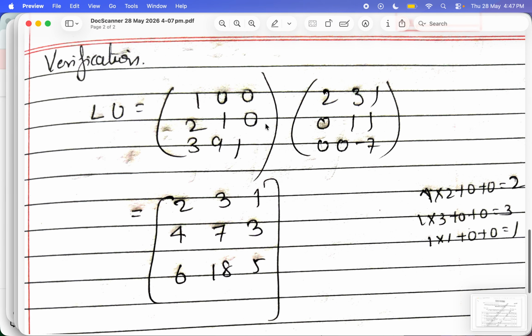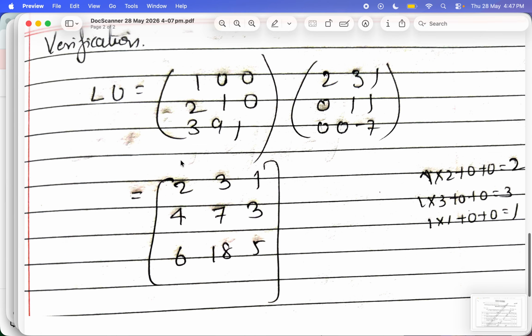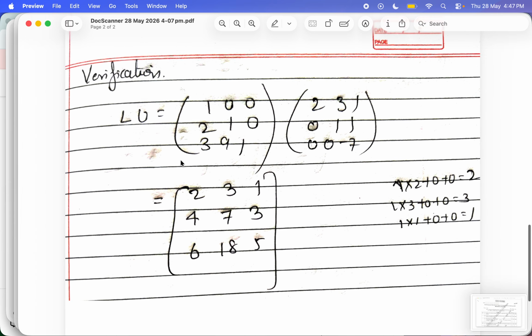After solving you have to verify the problem. For verification, this is how you consider both L and U to get A. With normal multiplication, first row with the first column: 1 into 2, 0 into 0, and 0 into 0, altogether you will get 2. The same way 1 into 3, 0 into 1, and 0 into 0, so you will get 3 here. Similarly 1 into 1, and the rest is 0, so the answer is 1. Similarly 2 into 2, 1 into 0, 0 into 0, so 2 twos are 4. If you solve like this, you will get the final A.